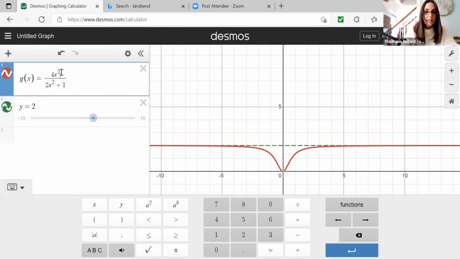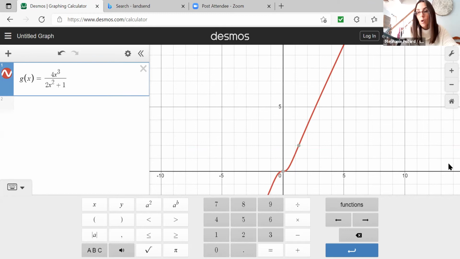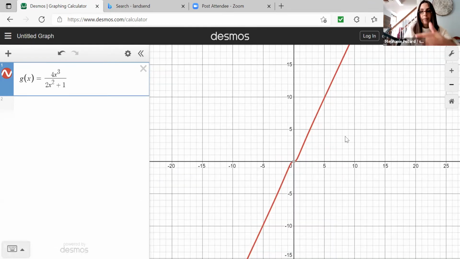And in the last example, we changed this to cube, and you can see here that there is no horizontal asymptote, right? You're kind of just going up in both directions. Each side is approaching positive or negative infinity here, so you're not leveling off to any y value.